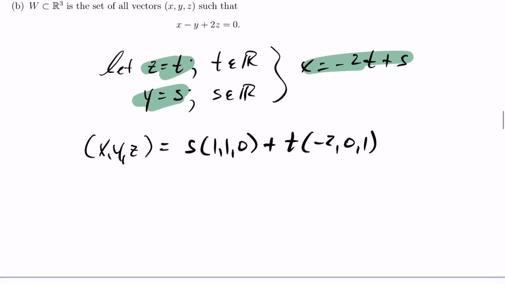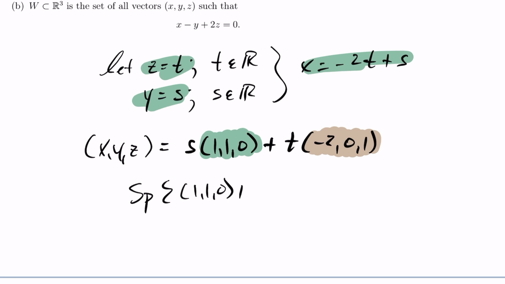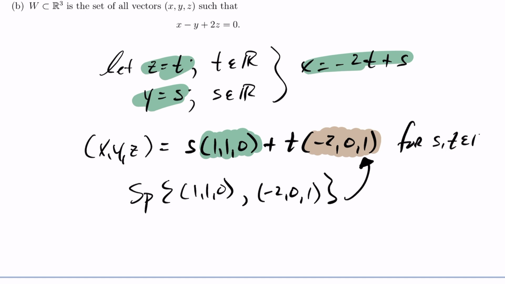More so, we can also see our direction vectors. I have one direction vector here of (1, 1, 0), and another direction vector here of (-2, 0, 1). So if I take the span of the vector (1, 1, 0) and the vector (-2, 0, 1), I can see that will generate this exact set, because your s and t values are all real numbers. So if I span on these vectors, that will generate my vector subspace W.